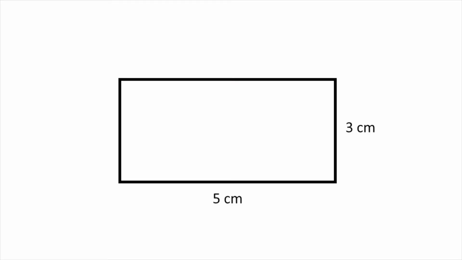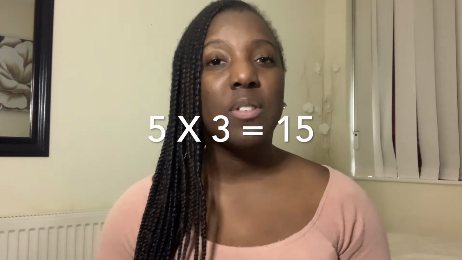For instance, here is another rectangle. I've got dimensions of 5 and 3 centimeters. To work out the area, I would multiply 5 centimeters by 3 centimeters, and that gives me 15. But the units for area are different to the units for perimeter or for length itself.